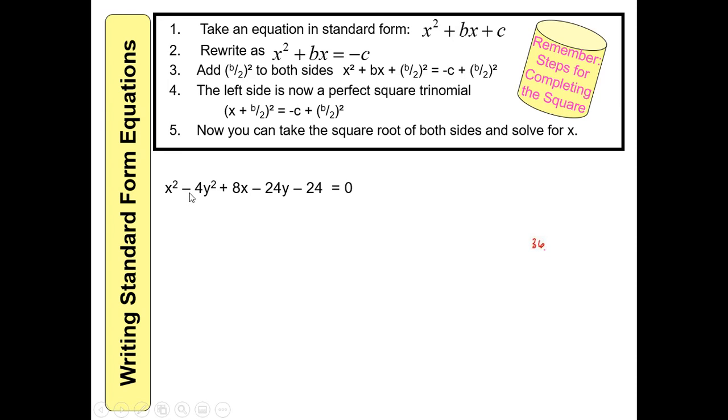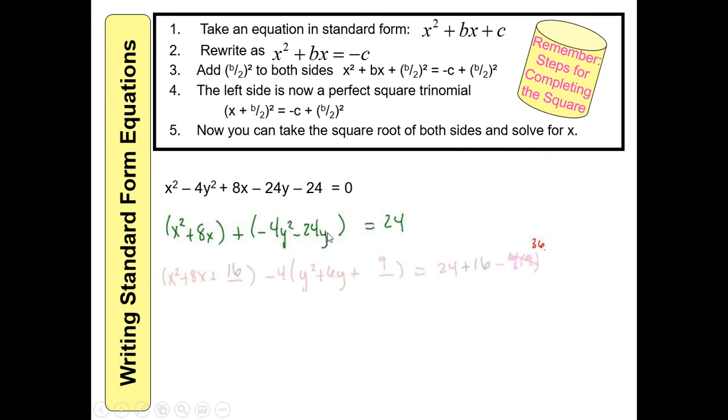We have x squared minus 4y squared plus 8x minus 24y minus 24 is equal to 0. So I'm going to gather the x terms together. So x squared plus 8x plus negative 4y squared minus 24y, and I'll move the constant to the other side, is equal to 24. So now, how do I complete the squares of each of these? For the 8x, I'm going to take half of that, which is 4, and square it. So that's 16. Here, I'm going to factor out a negative 4.